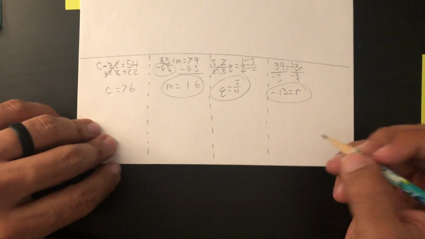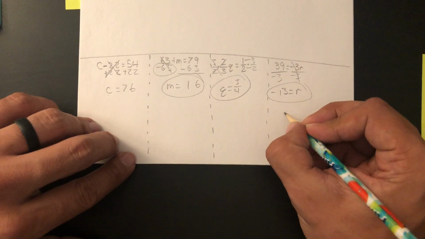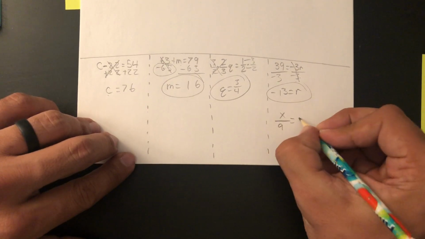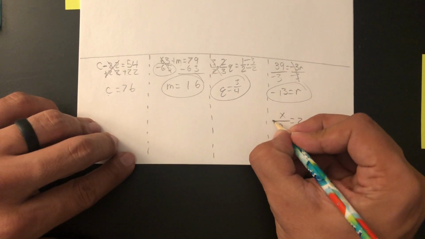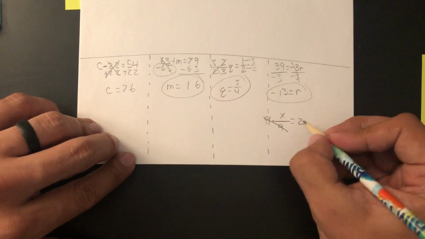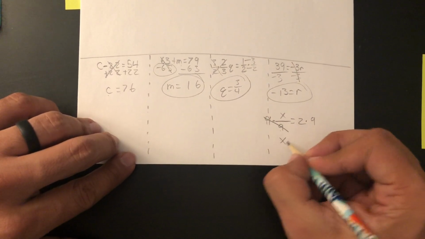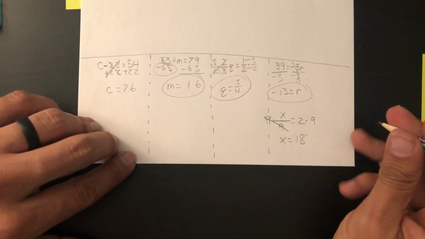Okay. The last one we haven't done is something like x divided by 9 equals 2. Okay. The opposite of dividing by 9 is multiplying by 9. Cancel. Multiply by 9. X is by itself. The answer is 18.